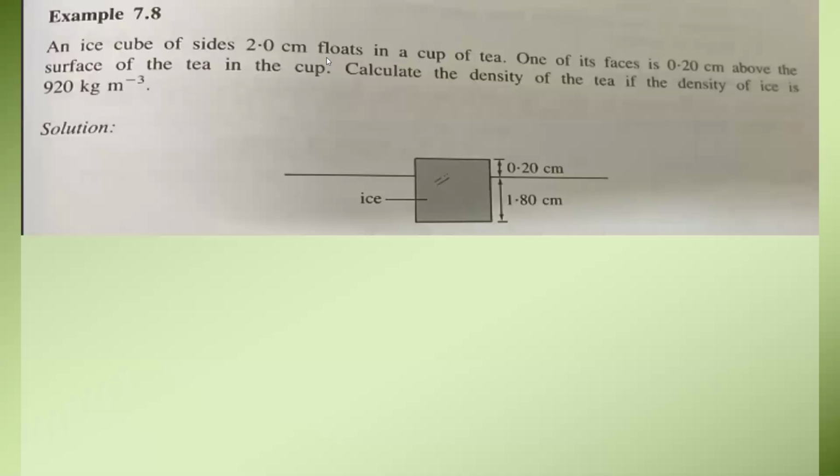Okay. Next example: you have an ice cube of size 2 centimeter floating in a cup of tea. One of its faces is 0.2 centimeter above the surface of the tea. Calculate the density of the tea if the density of the ice is 920 kilogram per meter cube. So how can we solve this?